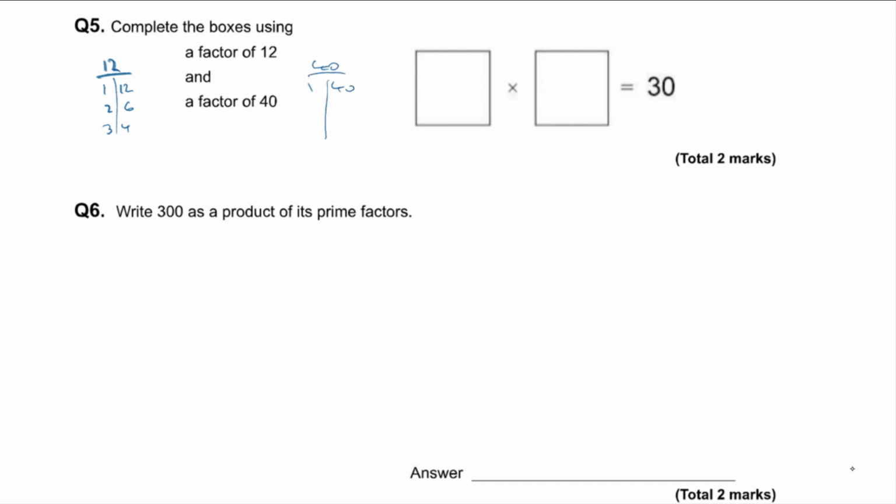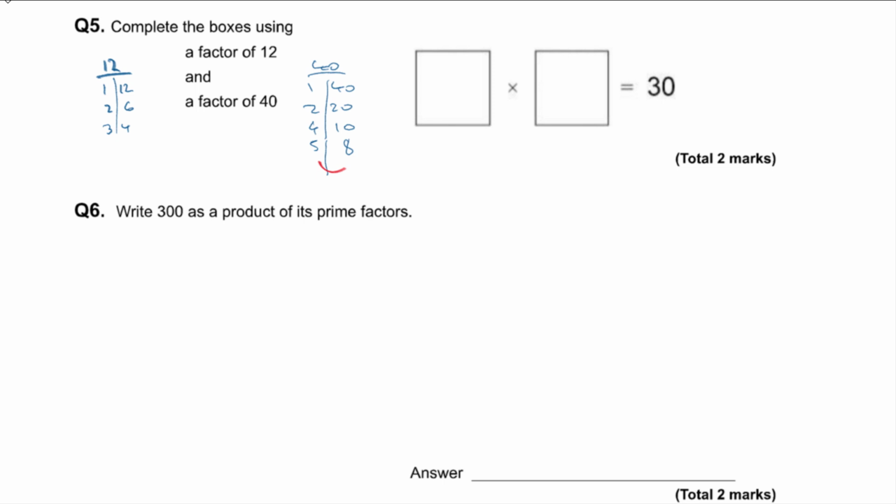And 40 is going to be 1 and 40, 2 and 20, 3, no, 4, yep, 4 and 10, 5, yep, 5 and 8, 6, no, 7, no. And I've met myself coming back down the other way now, haven't I? Because I've tried all the numbers between 5 and 8 and there wasn't one. So there are all the possibilities, and I want to find two numbers that multiply together to give me 30.